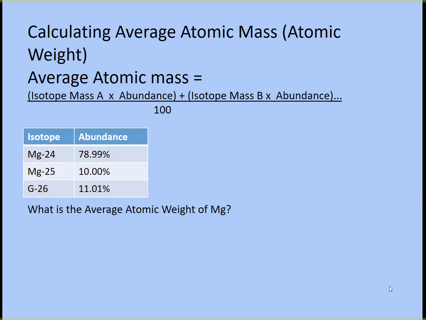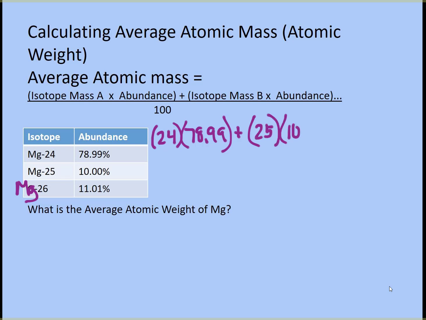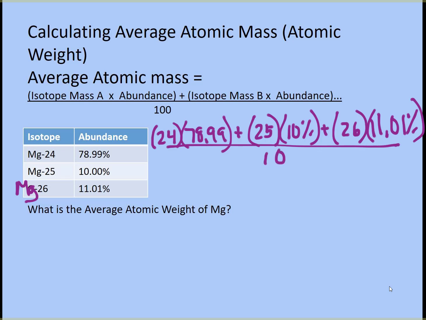So I have magnesium here. There's a typo. So I have 3 isotopes of magnesium, magnesium 24, 25, and 26, and I have their abundance. So I'm just going to use this formula. So take the isotope mass, so the first one is 24, and I multiply it by 78.99, and then I'm going to add it to the next one. I have 25 times 10%, and I add it to the next one, which is 26, and 11% of a sample is that magnesium 26. So I keep it as a percent, and then I'm going to divide by 100.